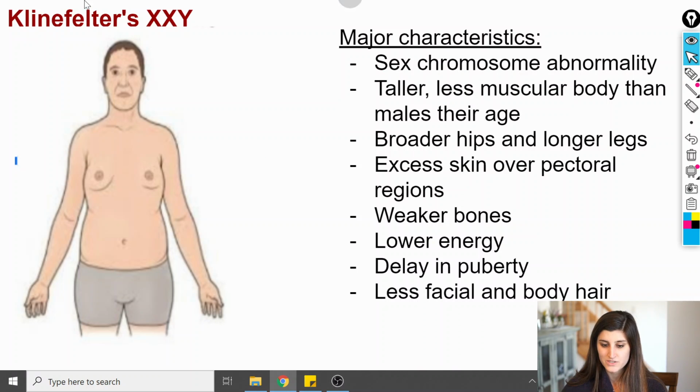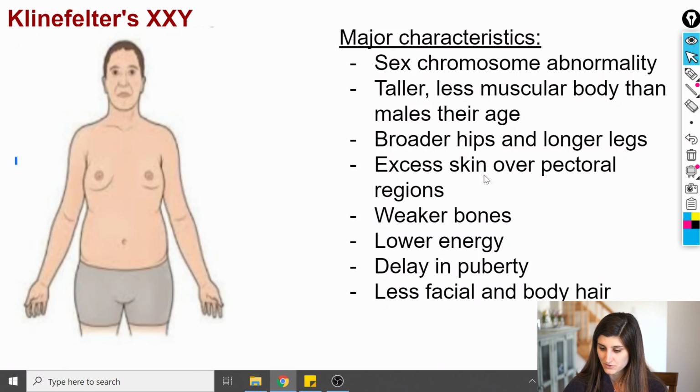So here's our first one. This is called Klinefelter syndrome. This is when an individual inherits 2 X chromosomes, right? Most people only inherit 1 X chromosome if you're a male. So this individual inherits 2 X chromosomes and a Y chromosome. So because this individual inherited a Y chromosome, then it's going to be a male. It has to be a male.